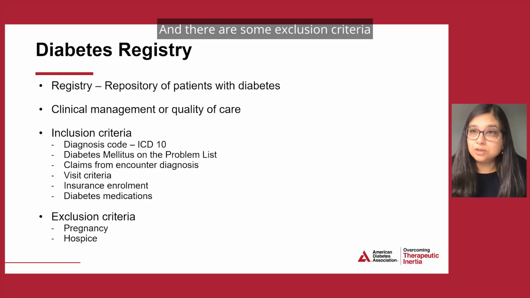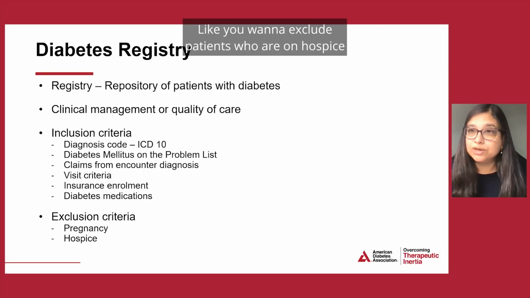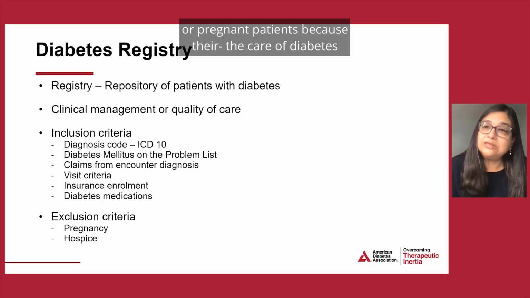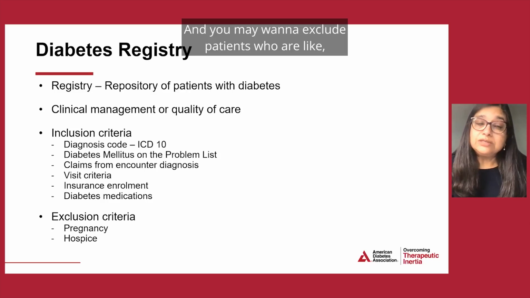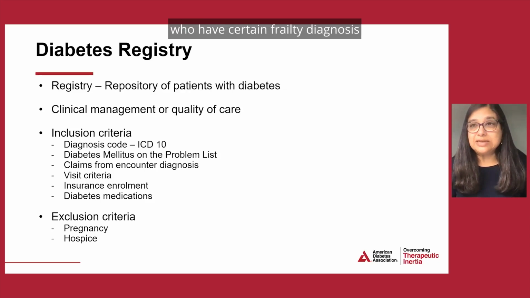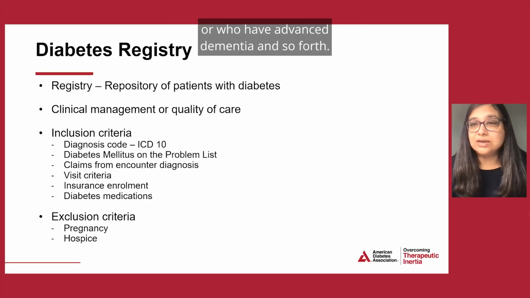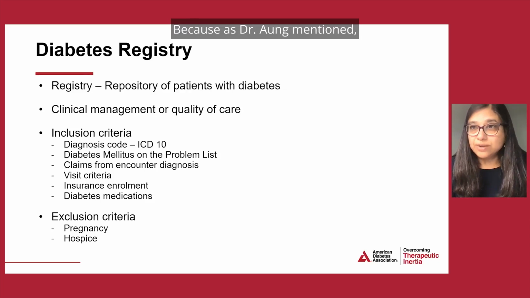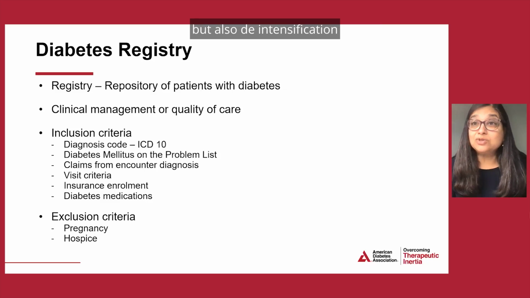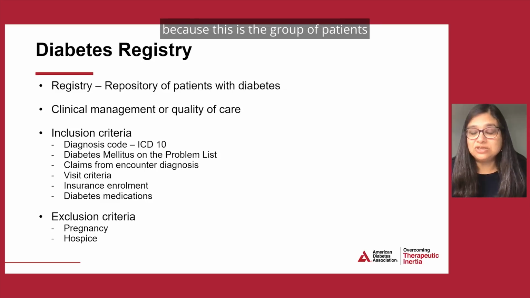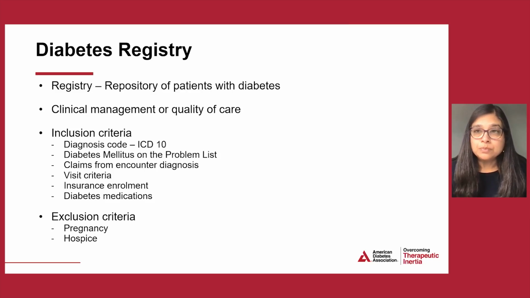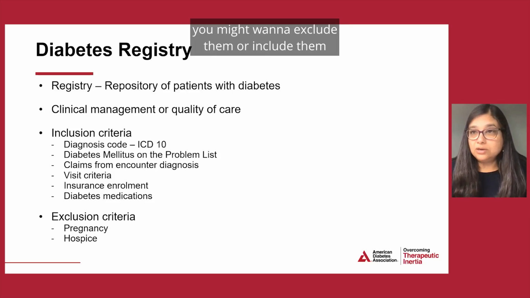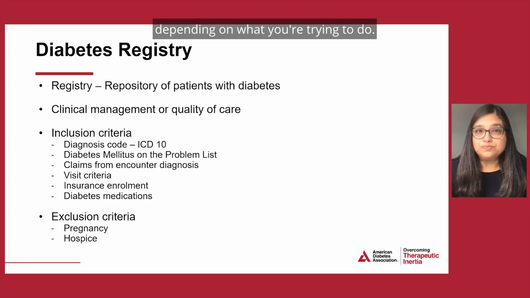And there are some exclusion criteria that you always want to put in, like you want to exclude patients who are on hospice or pregnant patients, because the care of diabetes in a pregnant patient is very specific and different. And you may want to exclude patients who have certain frailty diagnoses or who have advanced dementia and so forth, because as Dr. Ong mentioned, it's not only the escalation of treatment, but also de-intensification, and this is the group of patients who may be candidates for de-intensification. So you might want to exclude them or include them, depending on what you're trying to do.